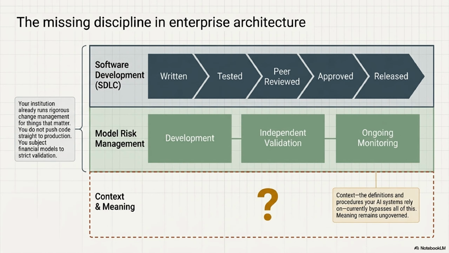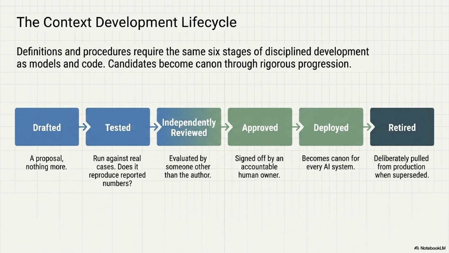You run model risk management. A model goes through development, then independent validation, then ongoing monitoring, because supervisory guidance expects exactly that discipline. Context, your definitions and procedures deserve the same. Right now, for most institutions, that third lane is empty. Let's spell it. 6 stages. They'll feel familiar because they're borrowed from the disciplines you already run.